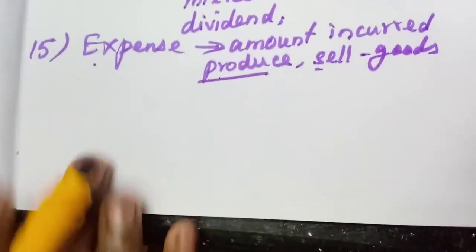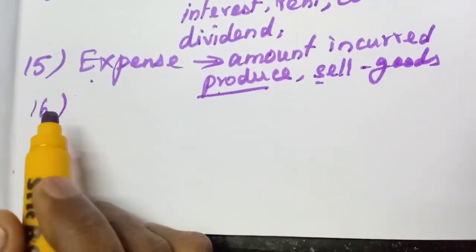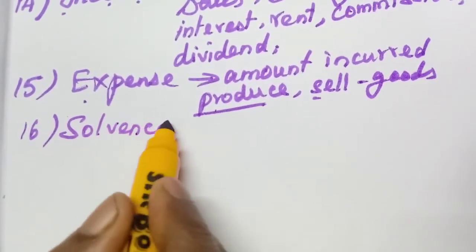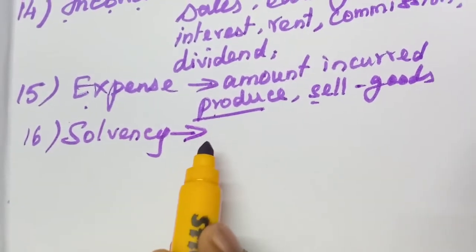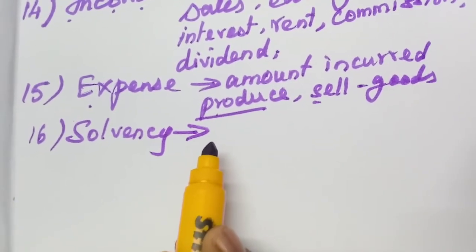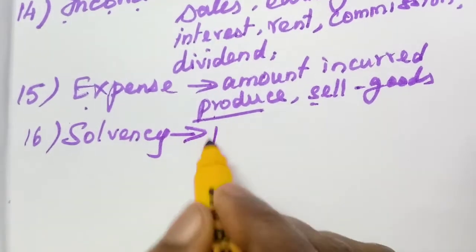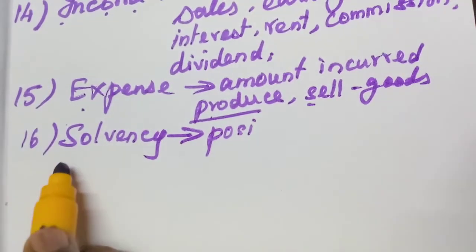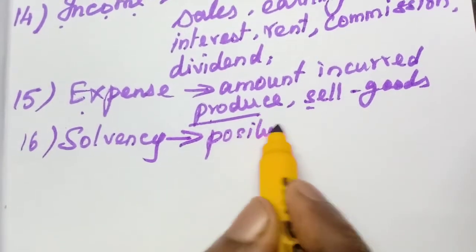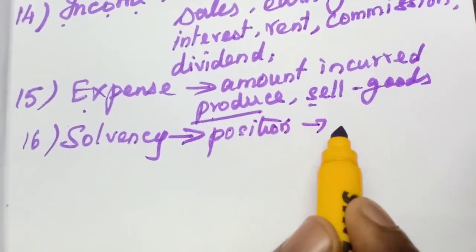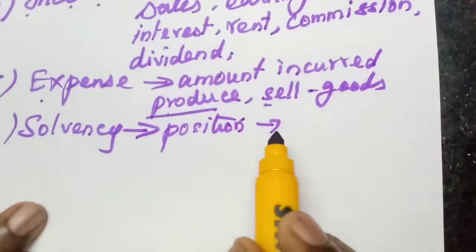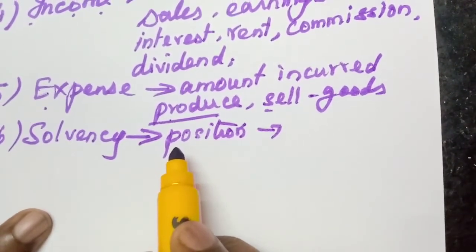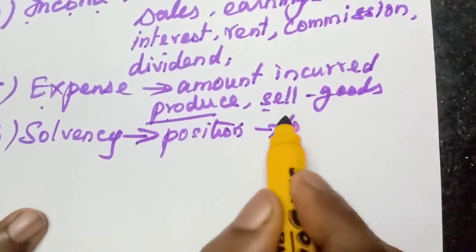Understood? Then the next one is solvency. Solvency also, I think I have explained to you. Solvency position. It is the position of the enterprise, whether it is able to pay the debts. That is called solvency. Position of the business, or capacity of the business also we can say, capability of the person or business to pay the debts.